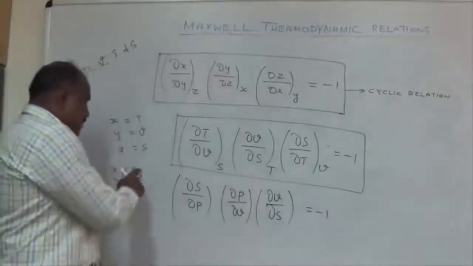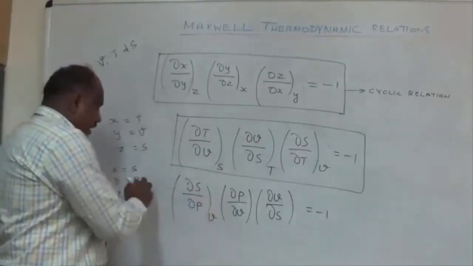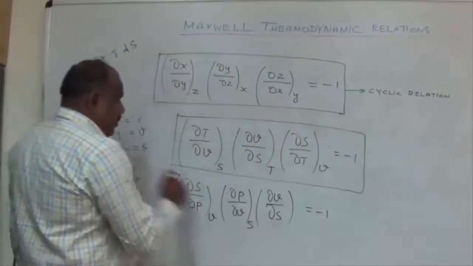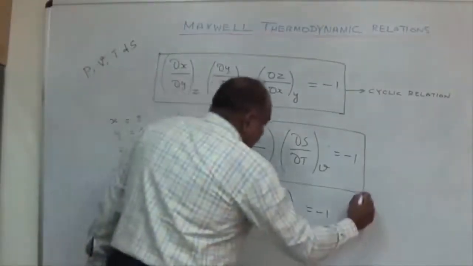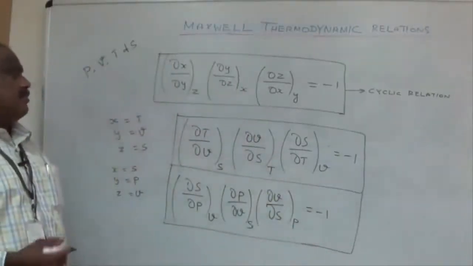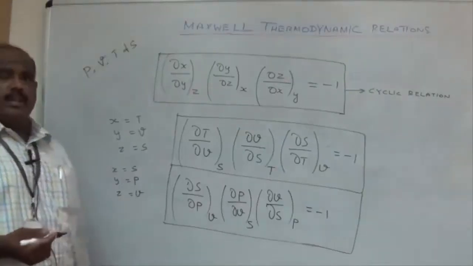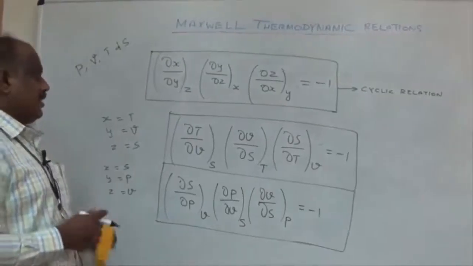So here we have variables as S, P, V. So we have S and P, so the remaining will be V. Here P and V are there, so the remaining will be S. Here V and S are there, so the remaining will be P. So like this we can formulate any number of cyclic relationships for the thermodynamic properties we are going to investigate. Let us move further and discuss and establish the Maxwell relation.